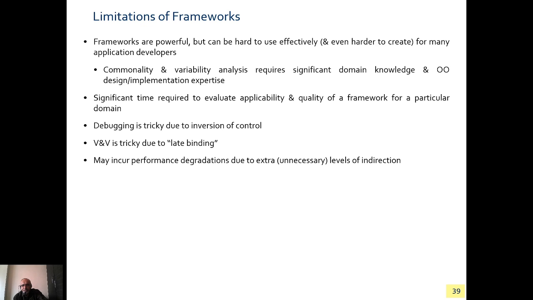Debugging is tricky, right? Debugging is the programmer's domain. Debugging is not the tester's domain. Debugging is the programmer's domain. So that's why it is taking inversion of control into consideration. You are all advised to take note of this principle, the inversion of control principle, as a part of your work. And V and V, verification and validation, is tricky due to late binding. Unless we work with the meso-level things and see how they have actually been implemented and realized, that would indicate the late binding; we have to wait till we see the result in practicality or in experimentation.